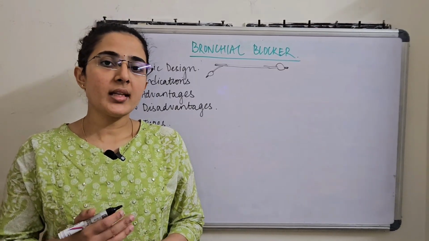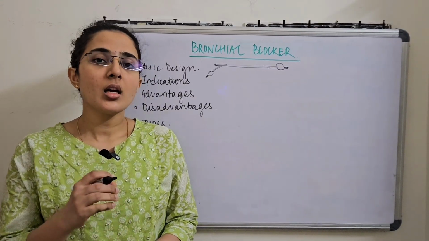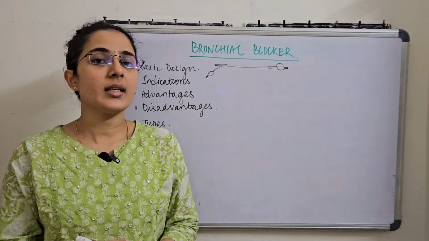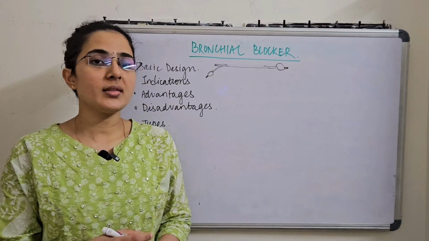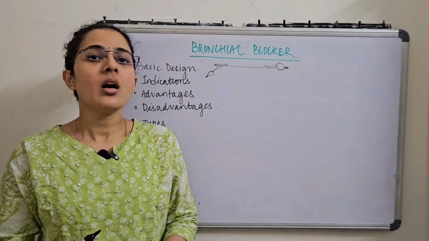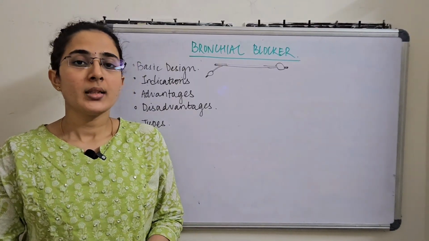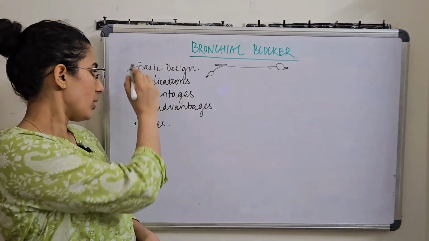One more thing is that it is also used in surgeries which do not require very good complete lung collapse, like lobectomies or pneumonectomies. It can also be used in surgeries like esophageal surgeries, minimally invasive cardiac surgeries, or spine surgeries with an anterior approach. So these are the uses of the bronchial blocker.